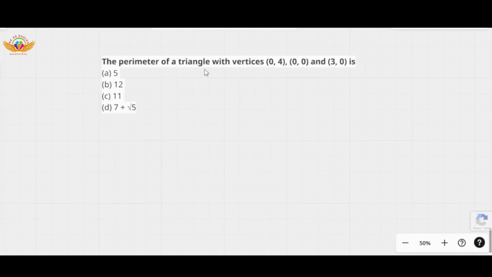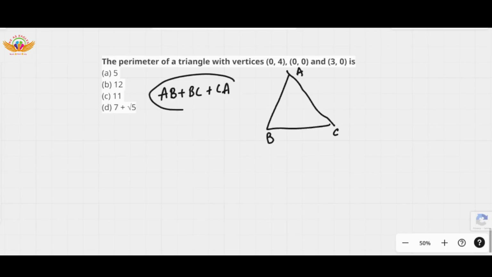The perimeter of a triangle. What is the perimeter of a triangle? If it is a triangle, the perimeter is nothing but adding all the sides, the outer part: AB plus BC plus CA. This complete thing we call the perimeter. Now you have to find the distance of AB, BC, and CA, and add them.